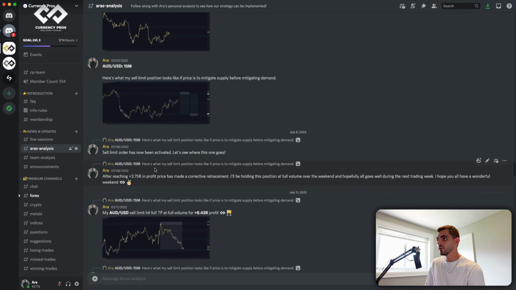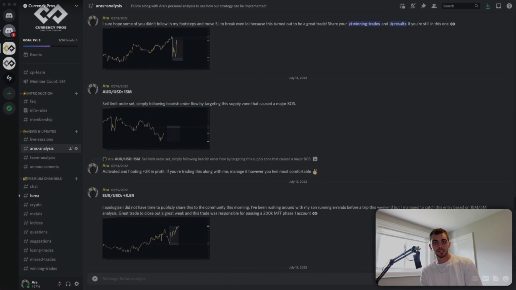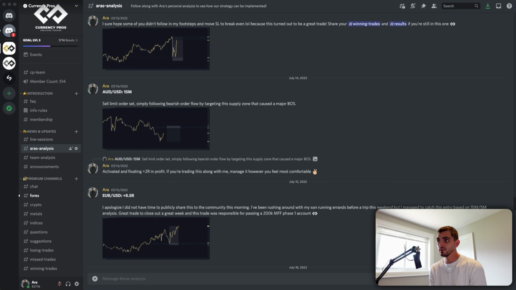So let's hop on to the next trade that helped me pass phase one of the 200K MFF challenge. This next trade was taken on EURUSD for a total of 8.5 R profit, and it was responsible for passing phase one of the 200K MFF account. However, with this trade in particular, I neglected to share it to the community ahead of time.